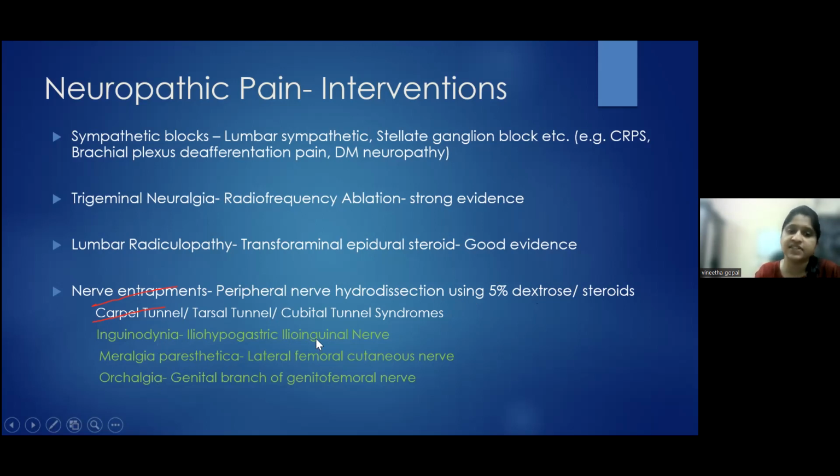Inguinodynia is very challenging, even with nerve hydrodissection. I have seen patients suffering like anything. Nothing works for them except tramadol or buprenorphine, which I have found to be effective to some extent. This is the worst of these 3 conditions, inguinodynia.